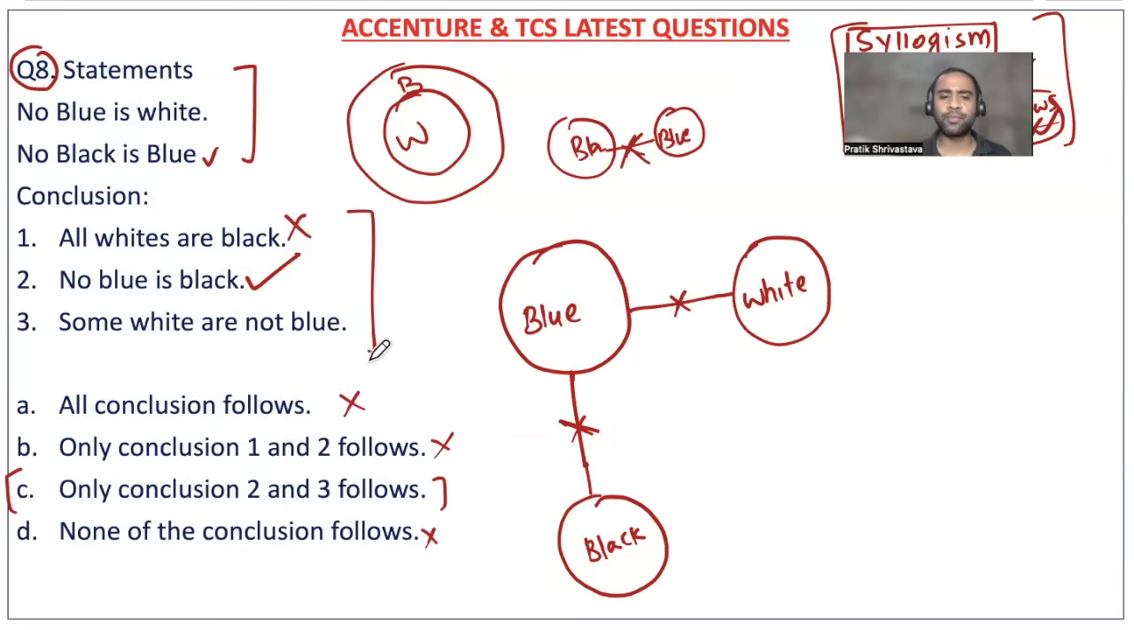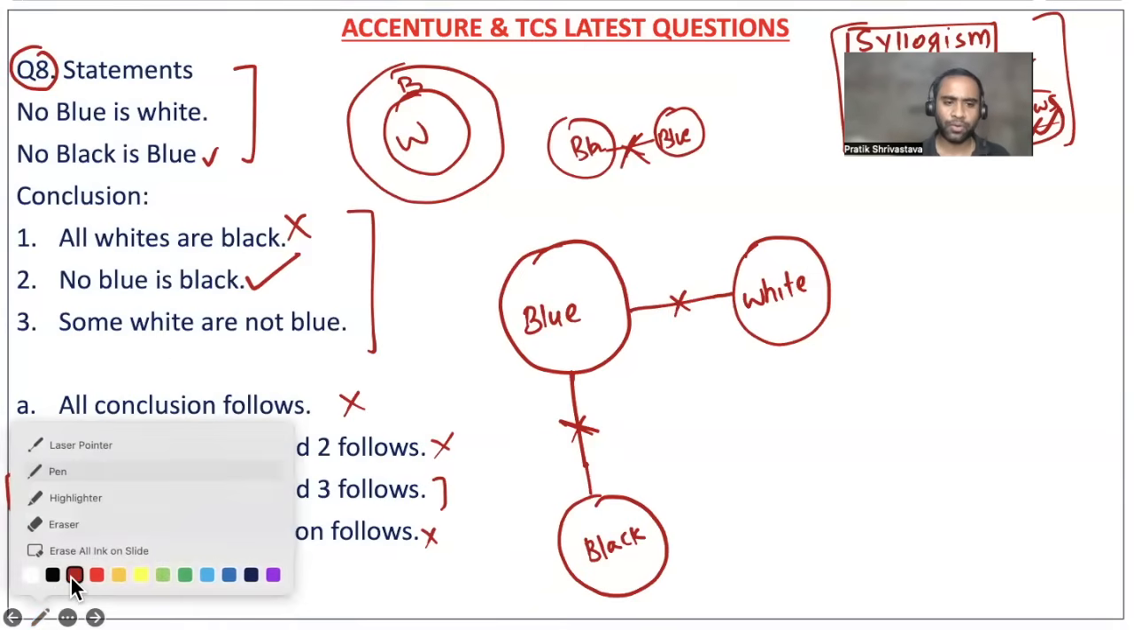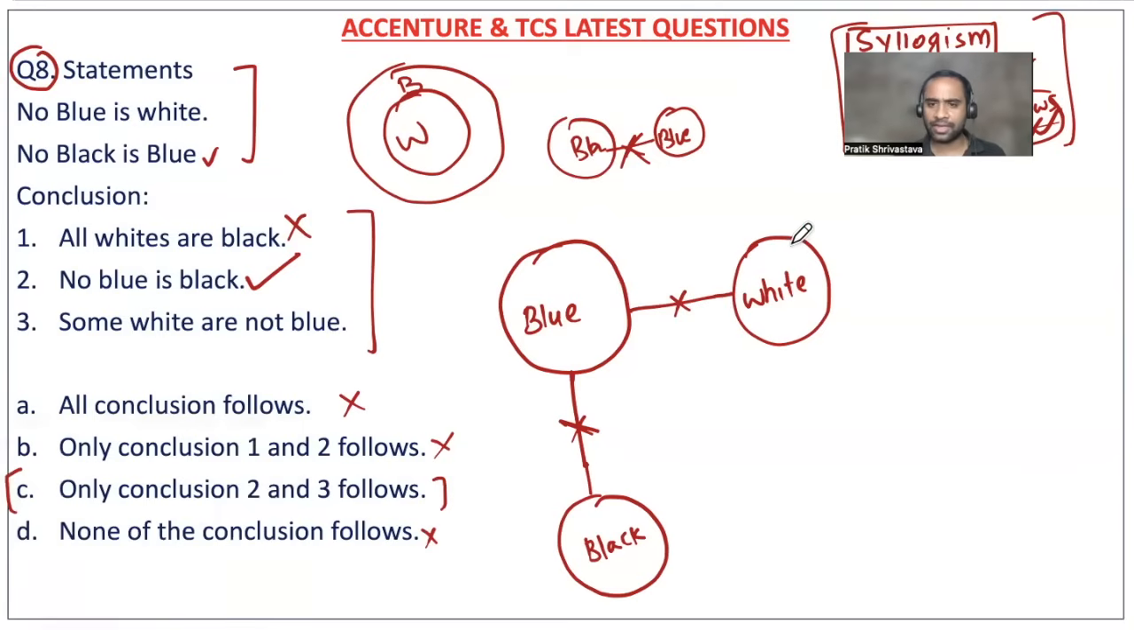Anyway, now you can tell your answer is option C, because none is also ruled out now. Then, some white are not blue. Friends, see, here they are telling complete white is not blue, the complete part of white is not blue. So what about some part? When the complete part of white is not blue, then definitely some part of white will also not be blue. So this will follow. Anyway, you keep that in mind.